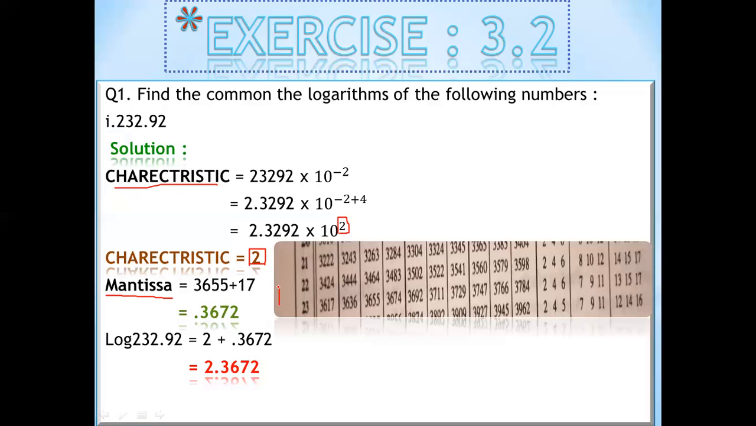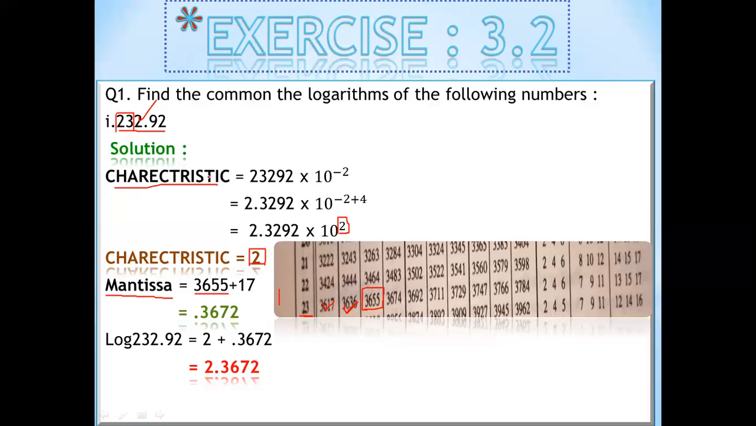How can we check the numbers from the table? In the question, the number is given 23292. So first we take the number 23, only 23. See in the log table 23. You find it? Yes, this is 23. And now move till 2: 0, 1, 2. This is our required number, because in the question after 23 there is 2. So we check 23 in the column of 2, and we see that the value is 3655.